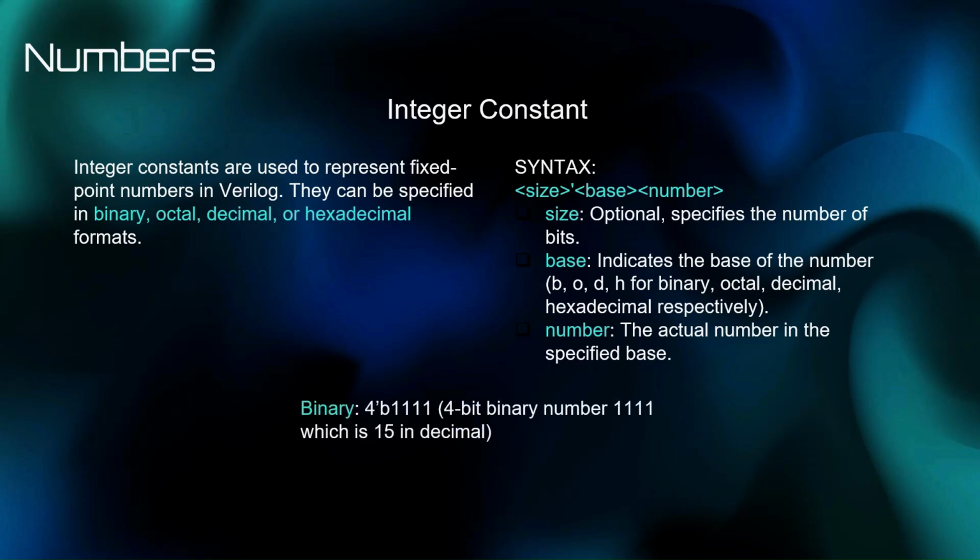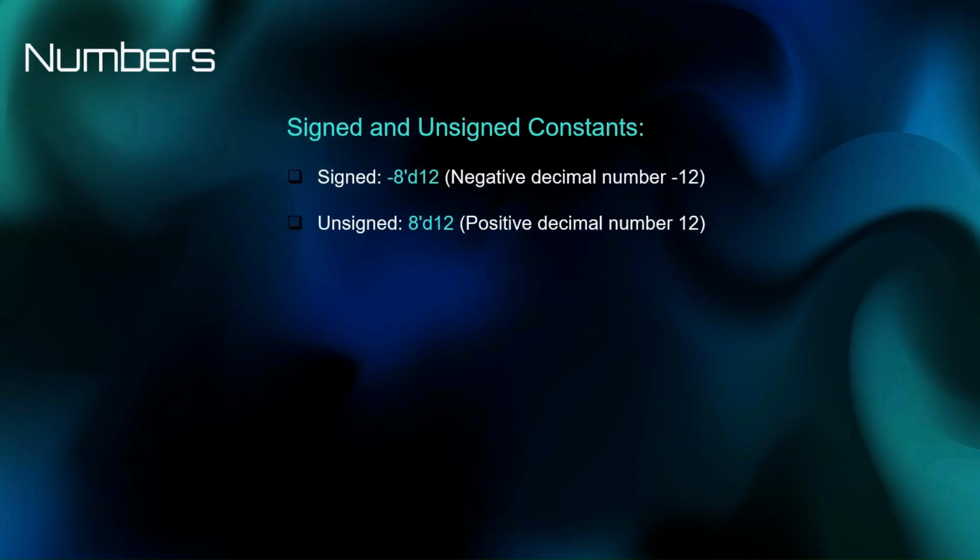4'b1111, which is a 4-bit binary number, equivalent to 15 in decimal. 6'o27, which is a 6-bit octal number 27, equivalent to 23 in decimal. 8'd12, which is an 8-bit decimal number 12. 4'hA, which is a 4-bit hexadecimal number A, equivalent to 10 in decimal. Integers have both signed and unsigned values.